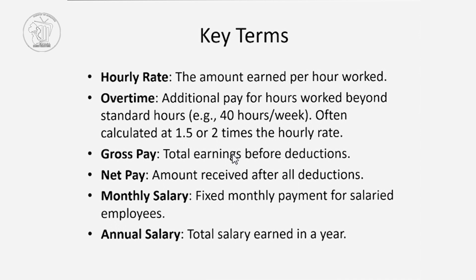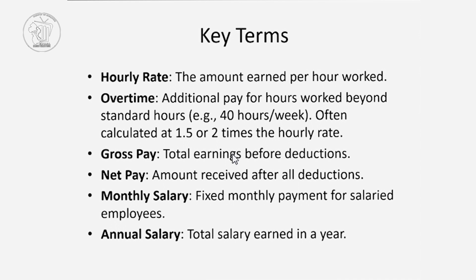The next one would be gross pay. Now the gross pay would be the total earnings before all the deductions. So before all the NIS and all these different deductions come out, that total salary there is called the gross pay. And then when all of that comes out, the money that you take home, the money that you will see on your pay slip, that is called the net pay.